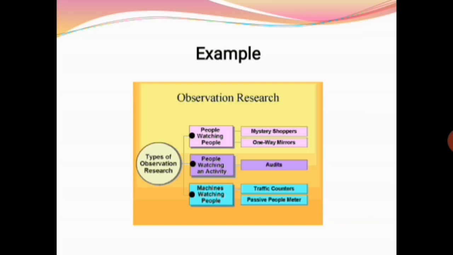And the next one is machine watching people. Machines watching people is a kind of recording option, like traffic signals and passive people meters, all of which come under observation research.